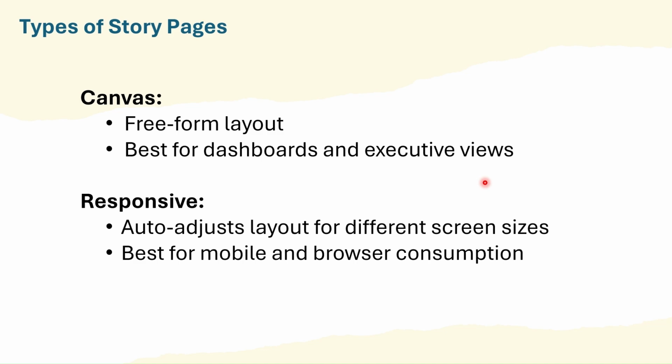When we come to the types of story pages, there are two types. One is canvas, and canvas pages are basically free from layout, and it is best for dashboards and executive views, where you need fixed views. Let's suppose there is a screen and your management wants to run a particular dashboard page on that screen in your office as a live view, where people are seeing what is happening with the data. Those kinds of reports are very suitable when we use canvas pages.